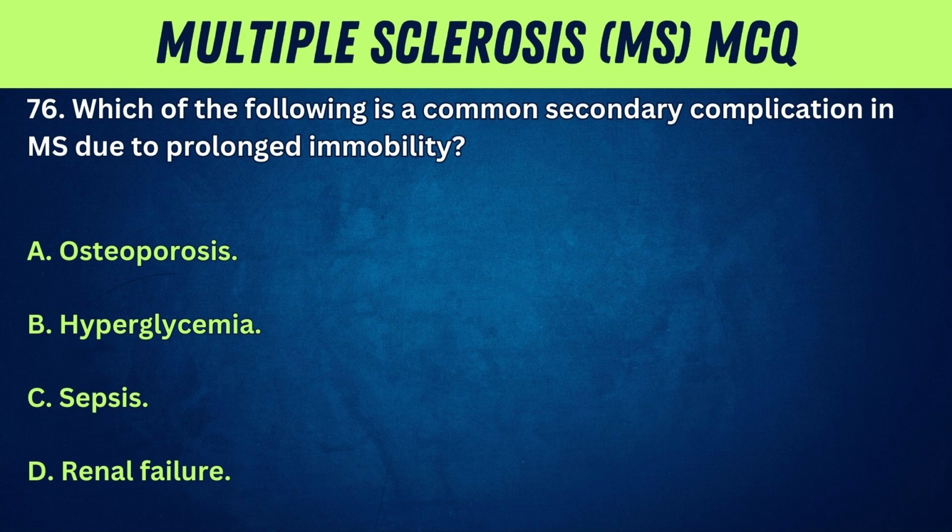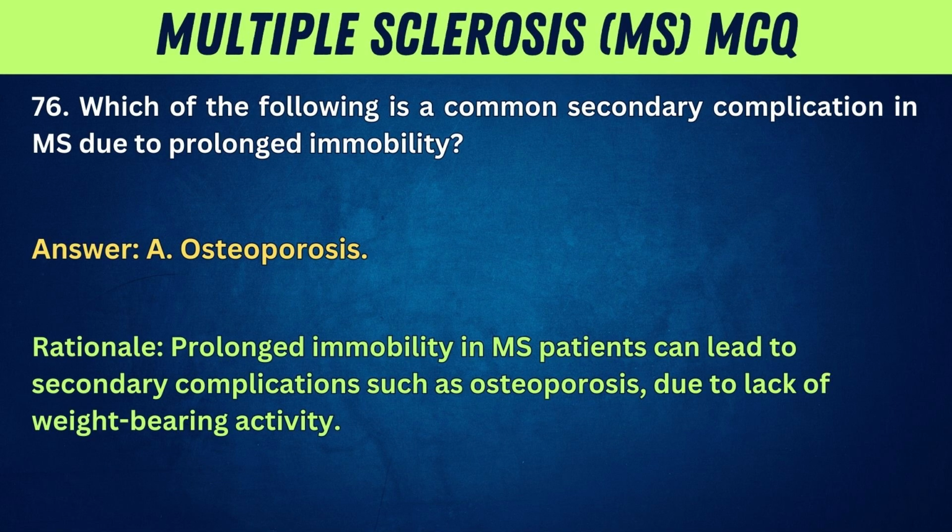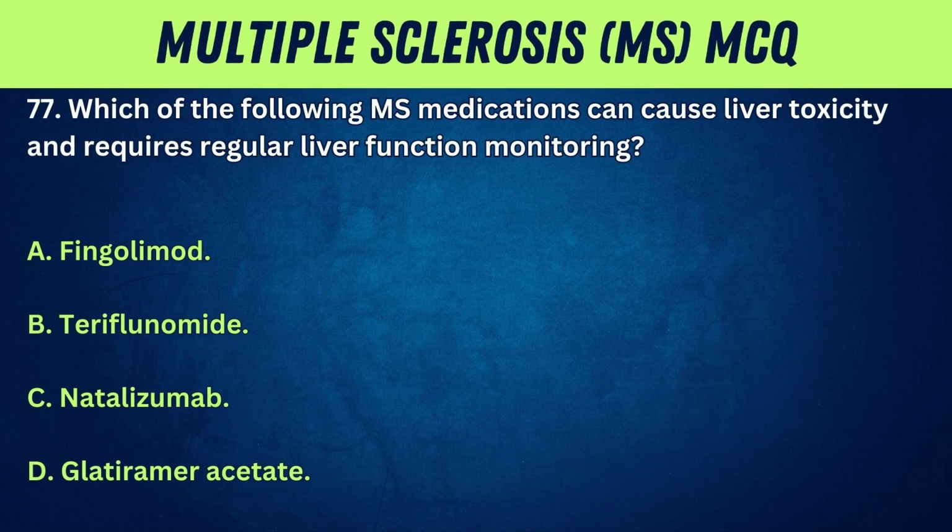76. Which of the following is a common secondary complication in MS due to prolonged immobility? A. Osteoporosis. B. Hyperglycemia. C. Sepsis. D. Renal failure. Answer: A. Osteoporosis. Rationale: prolonged immobility in MS patients can lead to secondary complications such as osteoporosis due to lack of weight-bearing activity.